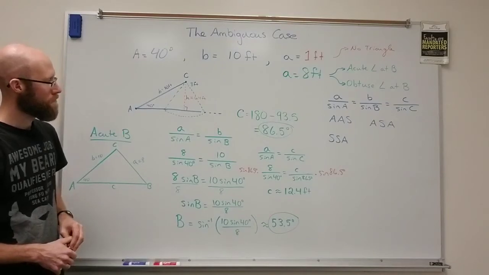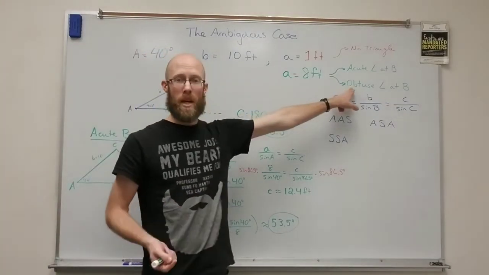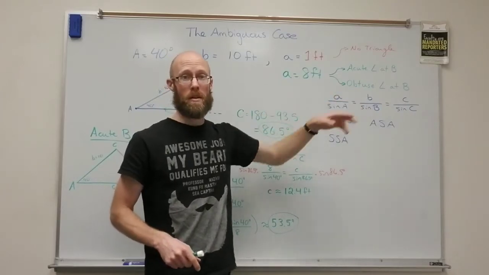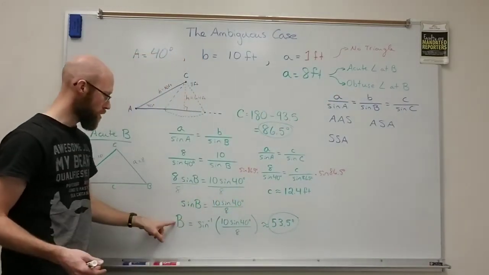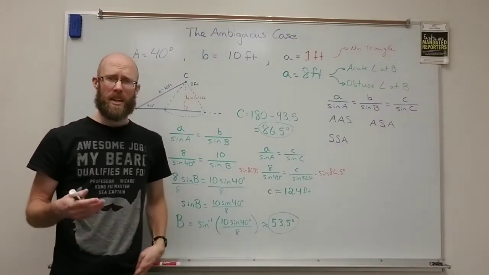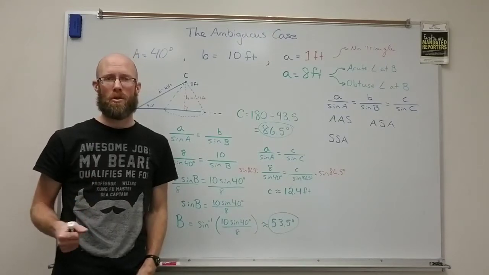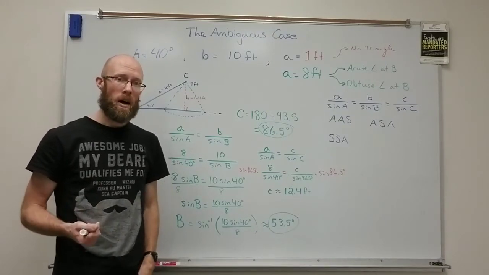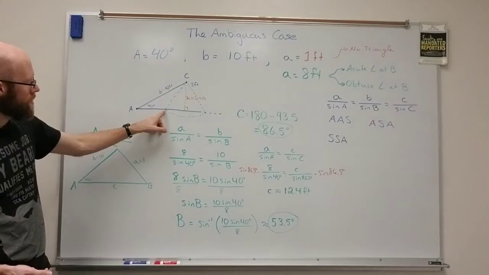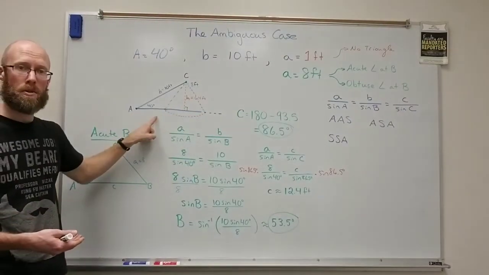Okay, so now the next thing I want to show you is what happens when we deal with the obtuse angle. And how do we get the obtuse angle? I already solved for B using the inverse sine. Well, remember, the inverse sine only gives us outputs in the first and fourth quadrants. But, based on this diagram, you could have an acute or an obtuse angle.